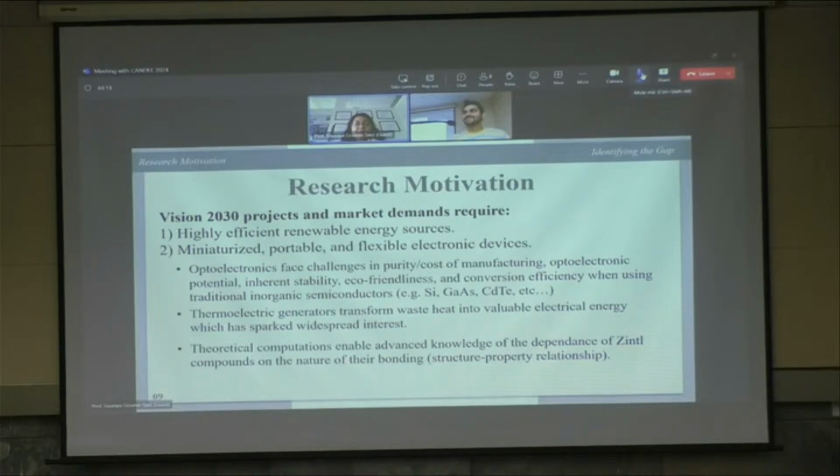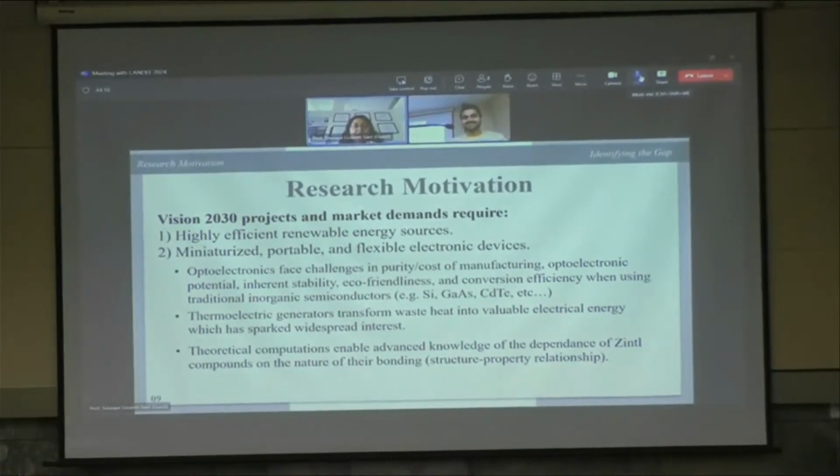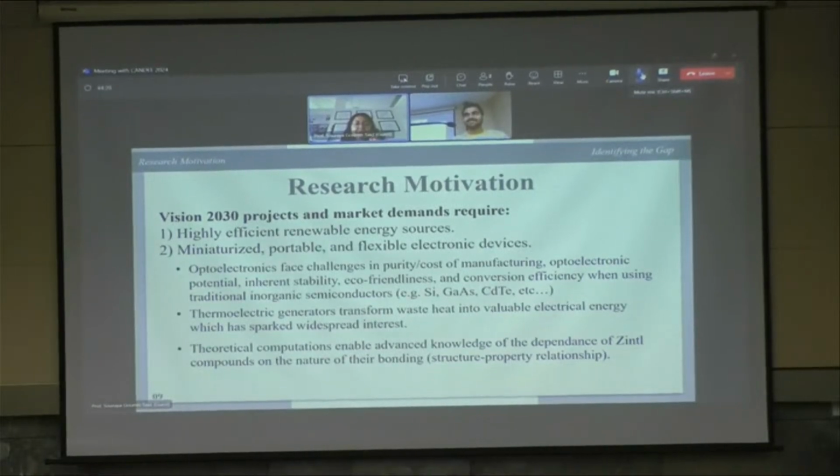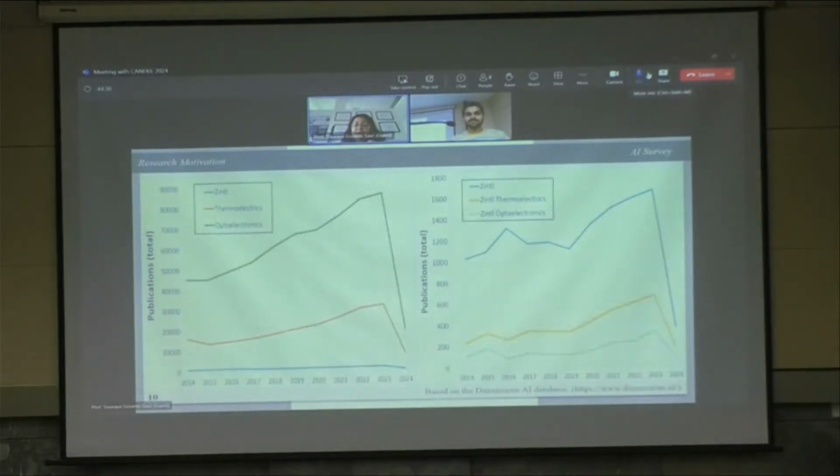So our simple motivation here is that, if in the future we can synthesize different materials, we can use them in renewable energies and also flexible electronics, especially since we can play with structures. Basically, the research publications from the Dimension AI survey have expanded and exploded.